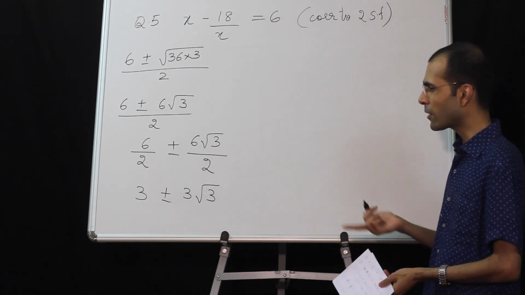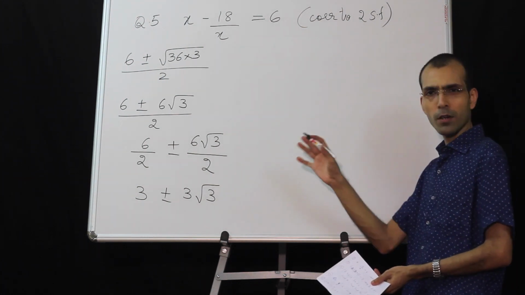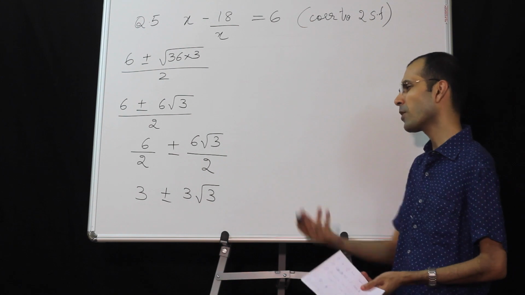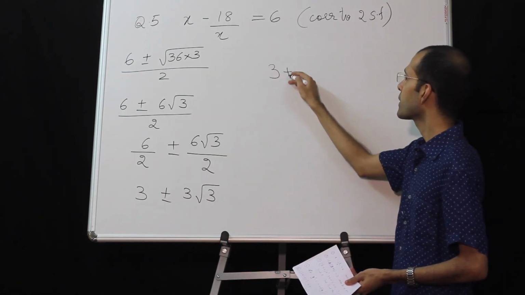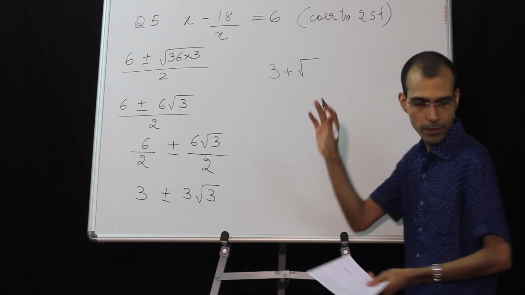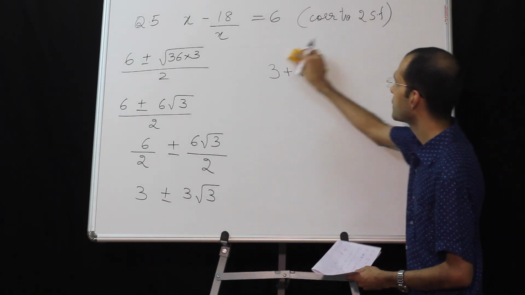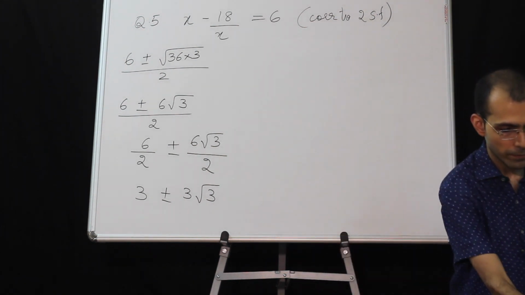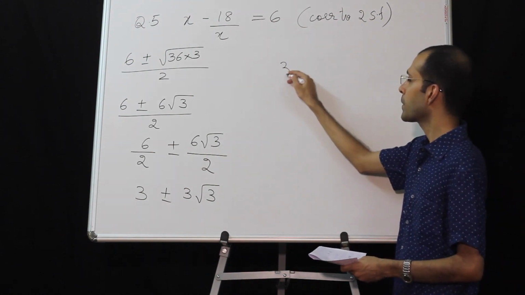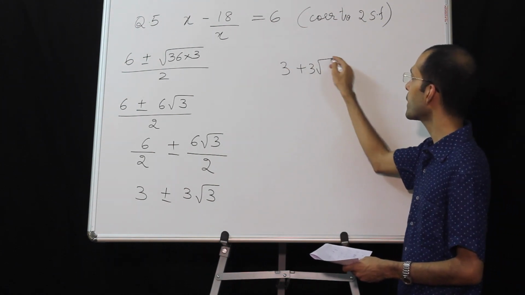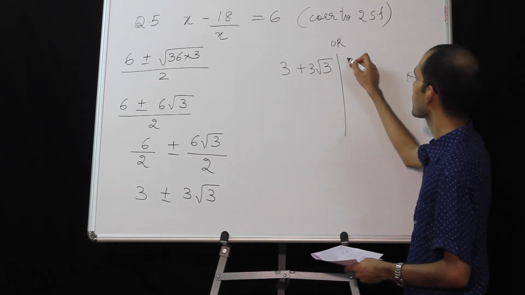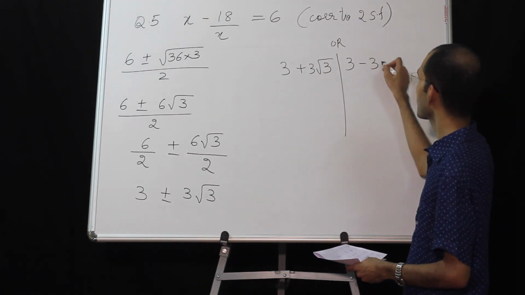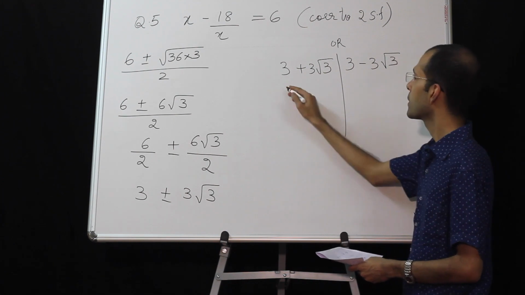Now we can take 3 common. If you want, it's fine. Otherwise, it's a small number, so we can just go like that also. So it is 3 plus, sorry. So it will be 3 plus 3 root 3 or 3 minus 3 root 3.